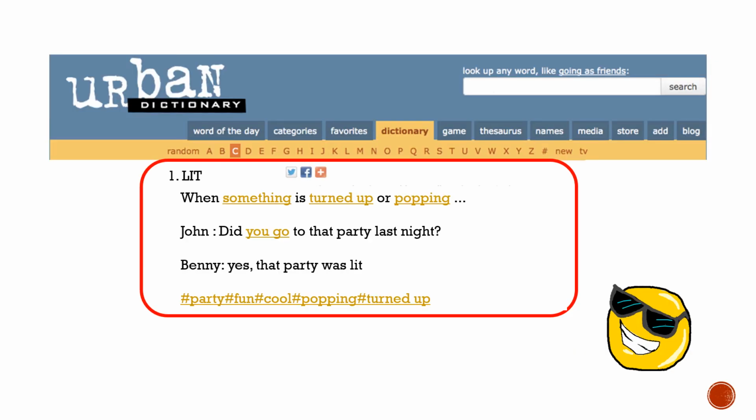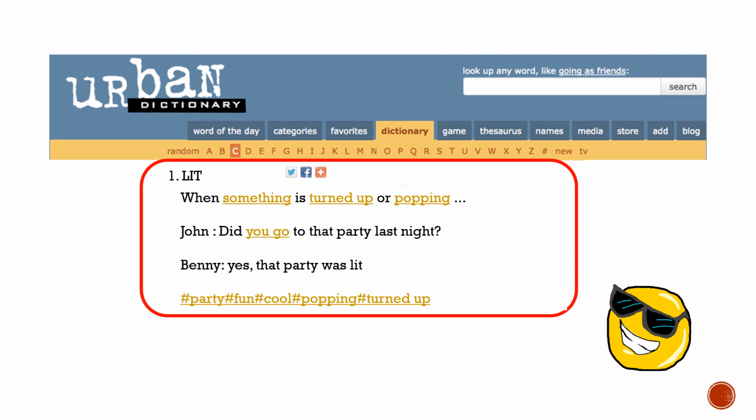Now, for those of you who are unfamiliar, lit is when something is turned up or popping. We can use that in a sentence here. John, did you go to that party last night? Benny said, yes, that party was lit.